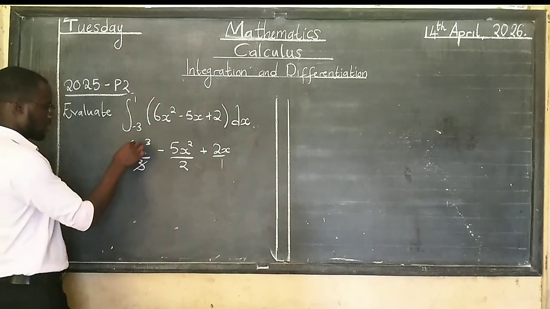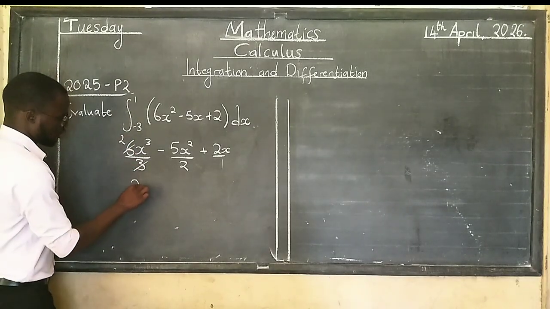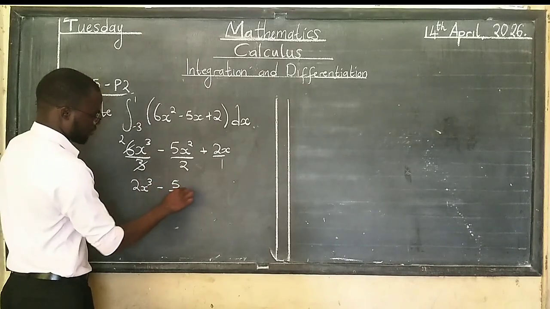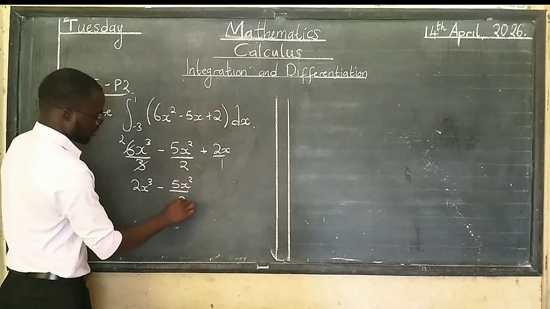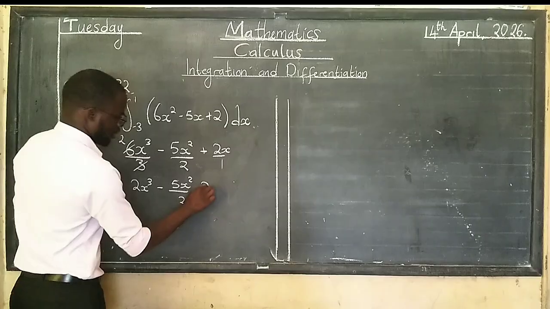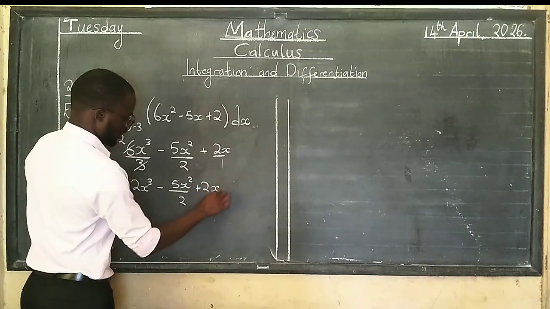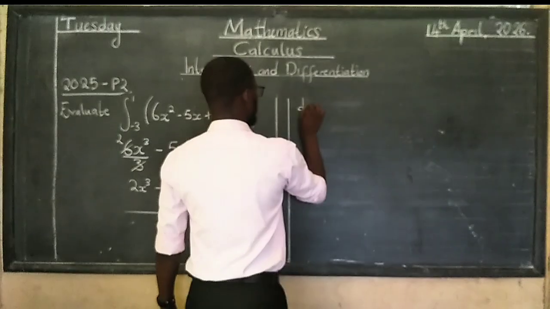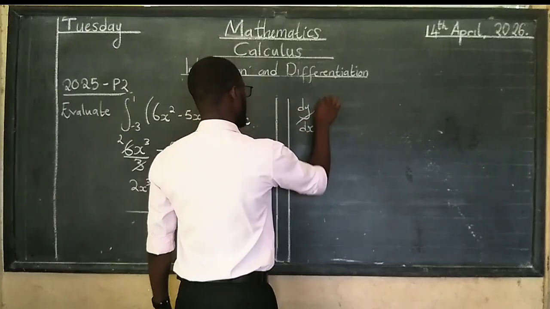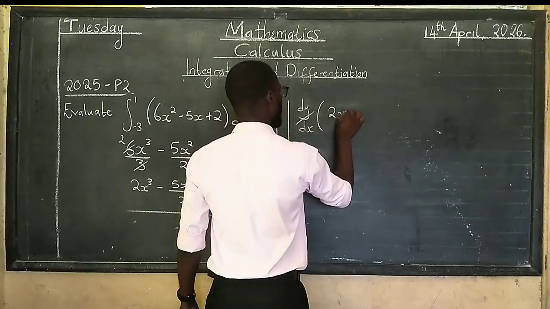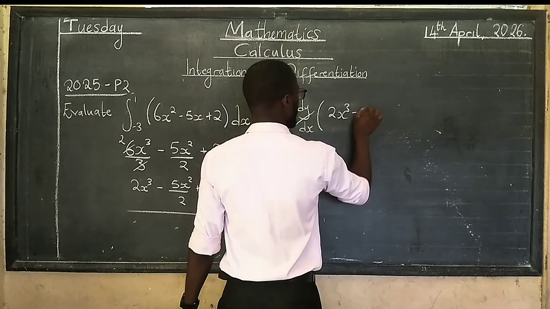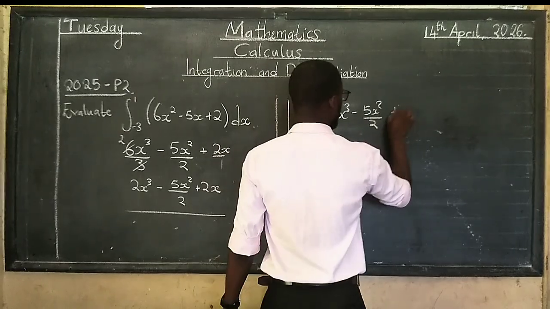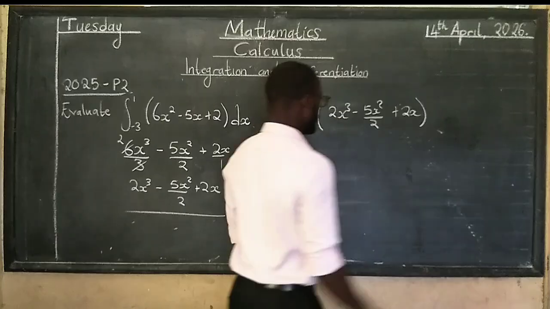Then here, this will be 2x to the power 3 minus 5x squared over 2, this doesn't change, and then plus 2x. Let's differentiate. So finding dy dx of 2x to the power 3 minus 5x squared over 2 plus 2x.